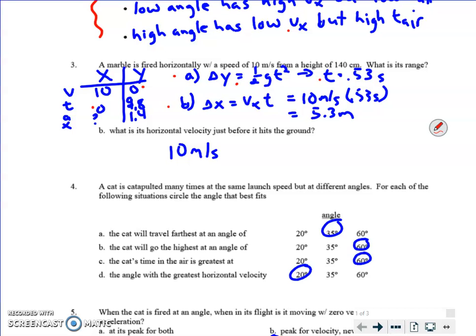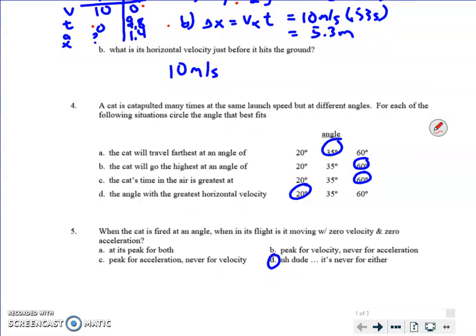All right, horizontal velocity, if it's the ground. Well, it's always going to move forward at a constant speed, so it's going to be 10 meters per second. Vertically, you'd have to do a calculation.